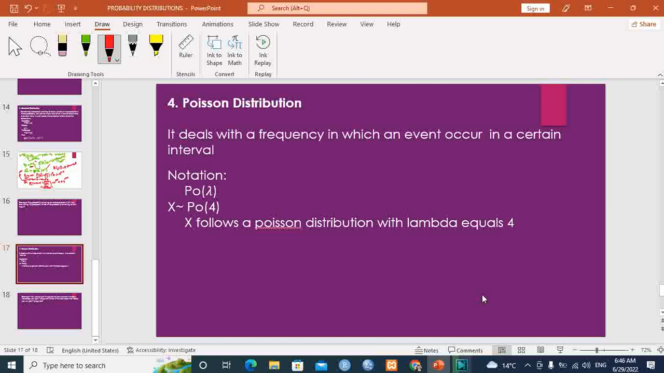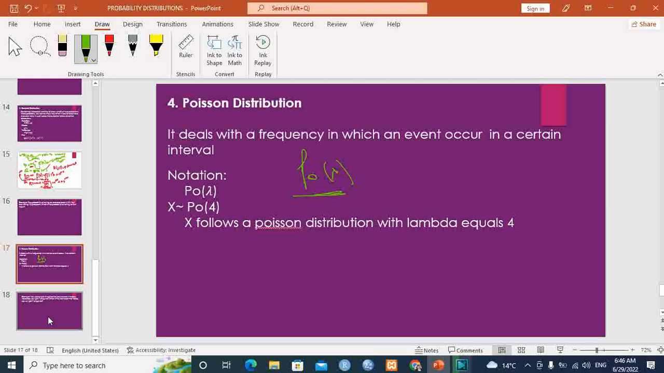And for Poisson, this is the notation: PO for Poisson, given lambda, which is the rate at which something is happening. So when we say X follows a Poisson distribution with lambda equals 4, that is how we read it.